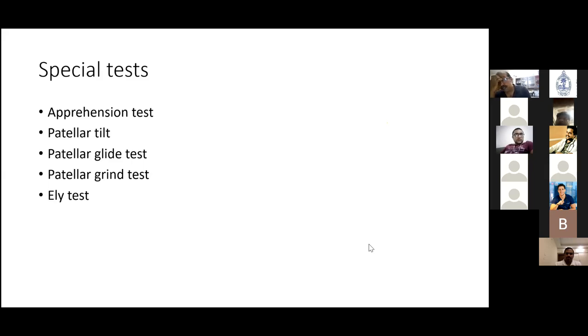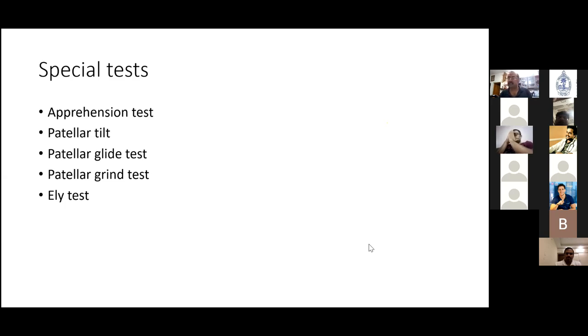Because when you come to patellar dislocation, you have the soft tissue component and the bony component. So we are looking for the soft tissue component by doing all these tests. In the apprehension test, you are checking whether the MPFL is intact. In patellar tilt and glide, you are checking whether there is lateral or medial retinacular tightness, or a tight iliotibial band. The patellar grind test checks whether the cartilage underneath the patella is gone or not. So all this has clinical significance and a bearing on your treatment. Another soft tissue cause for patellar dislocation is tested by the Ellis test.